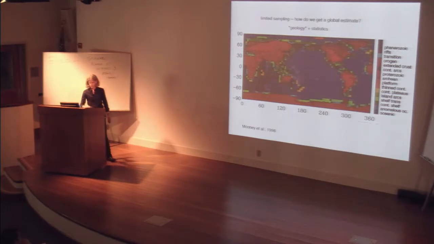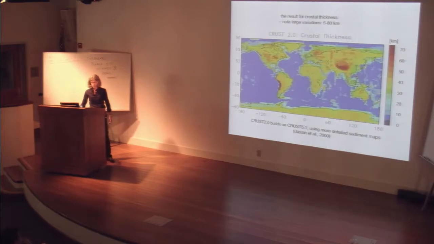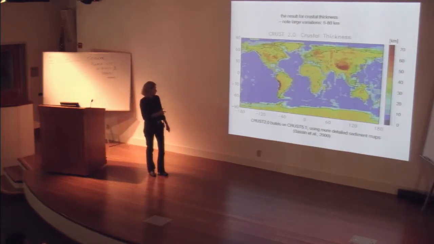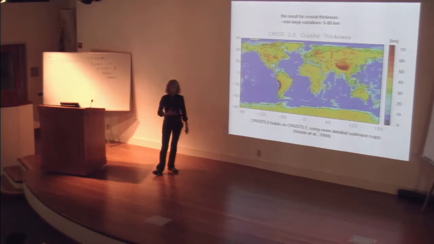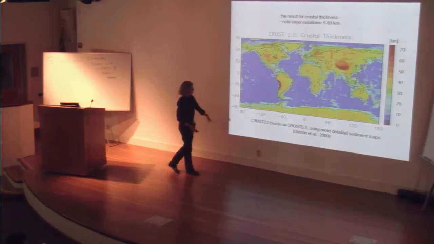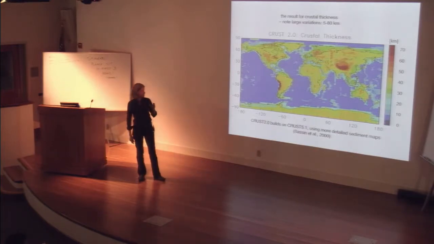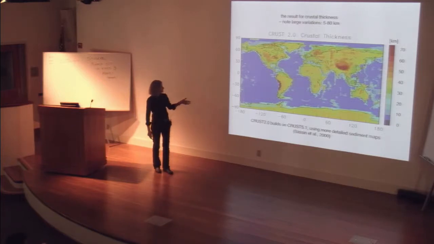Okay, so if you do that, then what does the world end up looking like? Well, here's an example for what the crustal thickness looks like. This is actually for a model Crust 2.0, a 2x2 degree model that's built in the same way. It builds on the Crust 5.1 model, but uses a finer parameterization and more detailed sediment maps. Okay, this is what happens for the crustal thickness.